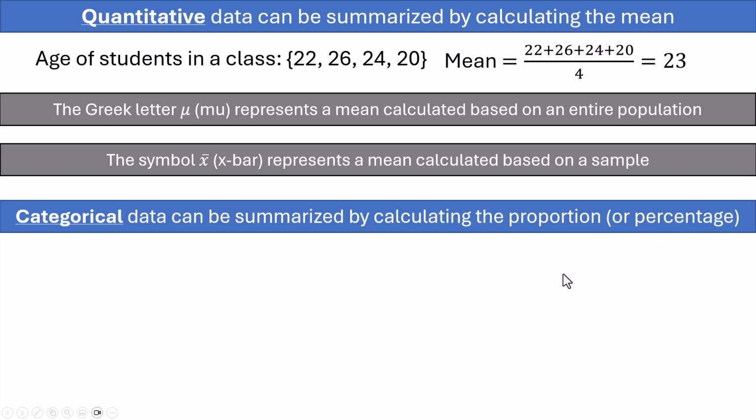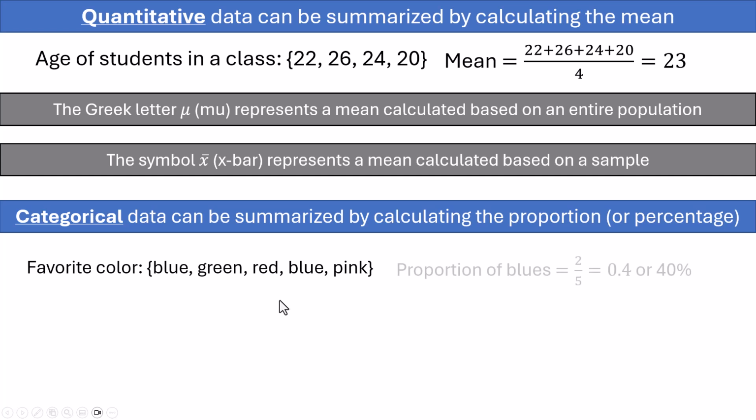So let's look at how that will work. Let's say we have a small data set here of colors. So these are categorical because these are non-numeric. We have blue, green, red, blue, and pink as the favorite color of maybe 5 different people. Let's say we want to find the proportion of these colors that are blue. The way you would do that is count how many blues there are, which there's 2, and then divide by 5 because there are 5 different values. And if we do that, we will get 0.4, or in percent form, 40%.